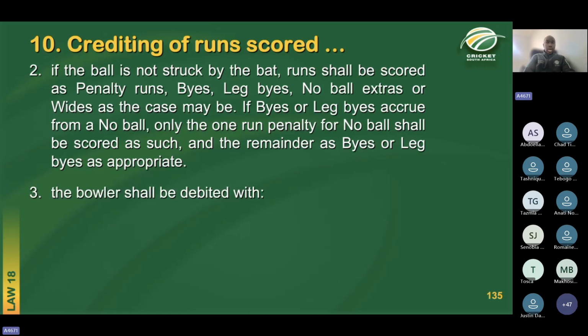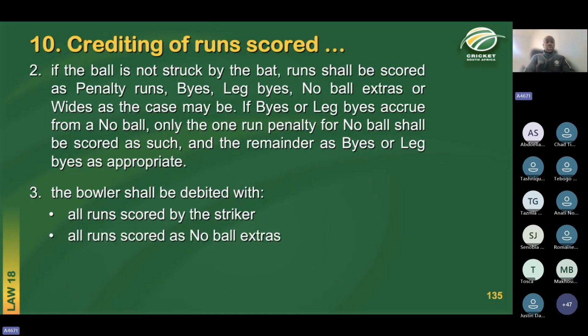So we've learned when batters' runs are added to their total. When will bowlers have runs added to their bowling figures? All runs scored by the striker will be debited against the bowler. All runs scored as no ball extras shall go against the bowler's figures. And all runs scored as wides shall go against the bowler's figures. Byes and leg byes are not counted against the bowler's figures.